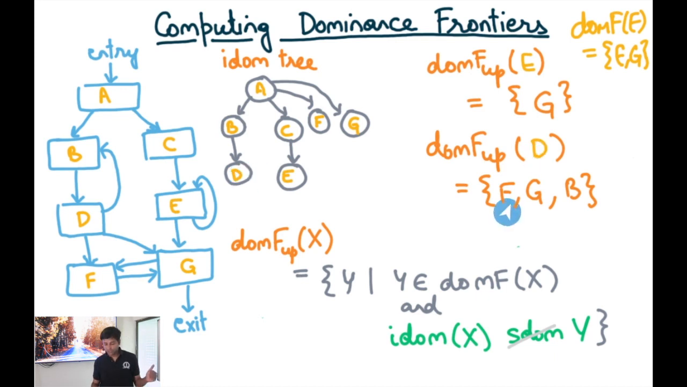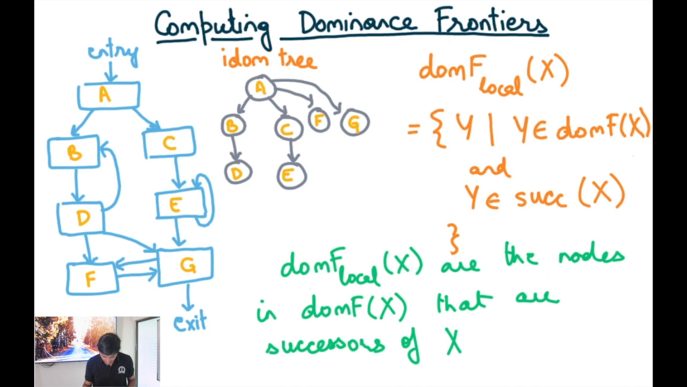Recall that the dominance frontier of D was F, G, and B. And of these, all three nodes are also in the dominance frontier of the parent of D, which is B. So all three nodes are passed up to the parent's dominance frontier because none of them is strictly dominated by B. Neither is F strictly dominated by B, nor is G, nor is B. B is dominated by B, but B is not strictly dominated by B. Okay, so that was one relation that I defined.